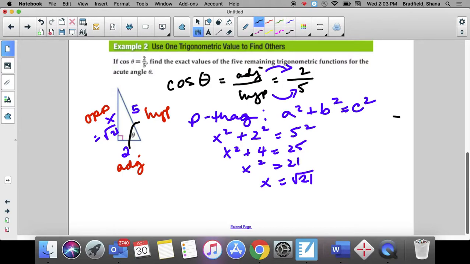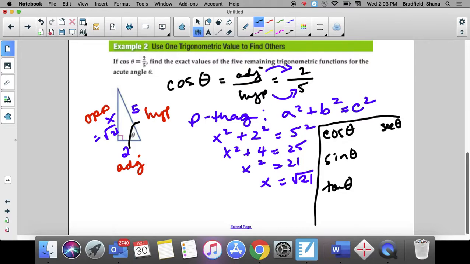We know that cosine theta, we have sine theta, we have tan theta, and then we have our reciprocals. So the reciprocal of cosine is secant, then cosecant for sine, and cotangent for tangent. All right, so for cosine, we already have that one. That is 2/5, and so the reciprocal function, secant, would have to be 5/2.